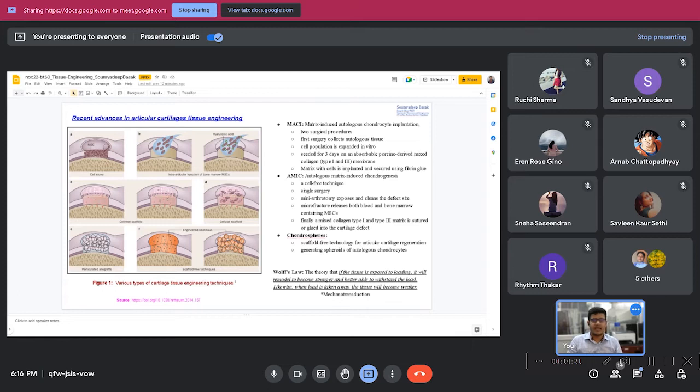But another factor, the first question that we addressed: why are these load bearing areas having much thicker, more collagen rich regions? To address that, we have to take into account a very important concept called Wolff's law. Wolff's law says if the tissue is exposed to a loading, that is a pressure, it will be remodeled to become stronger and better able to withstand the load. While if it is not that much exposed to loads or pressure, the tissue will become weaker.